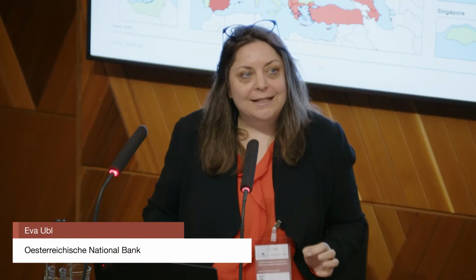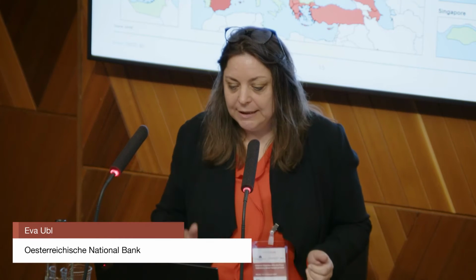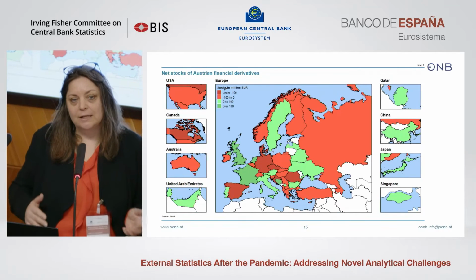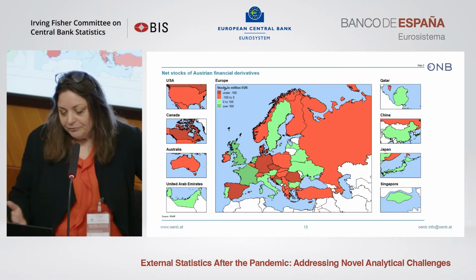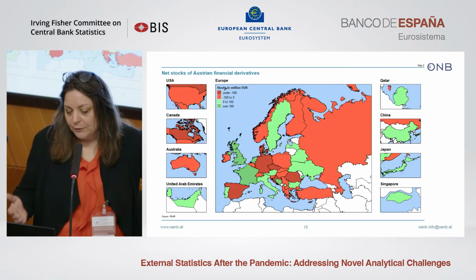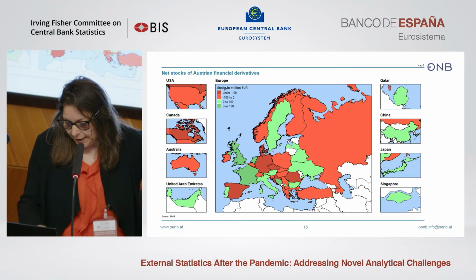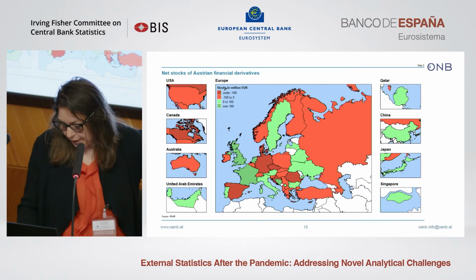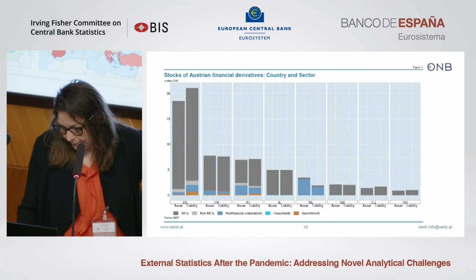If we look at the net value of the stock, so assets minus liabilities, we can see where we are net exposed on the asset side or on the liability side. Red is on the liability side, green on the asset side. So here we see that on the asset side, it's France, it's the UK. On the liability side, it's Germany, it's Spain, but also Czech Republic and Romania.